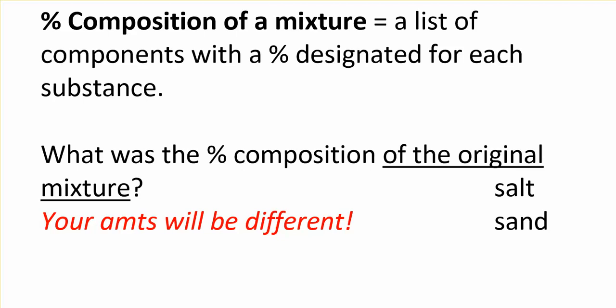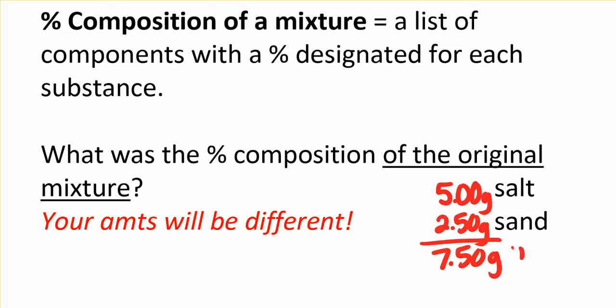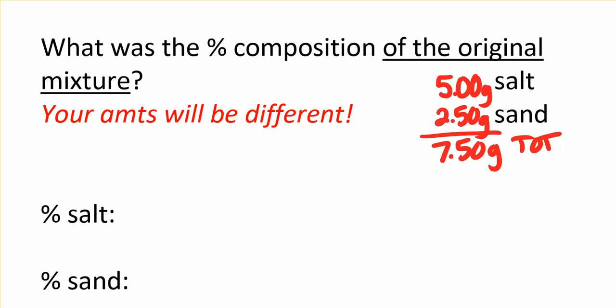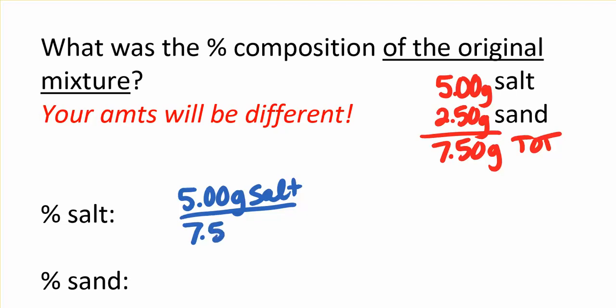So let's look at this example calculation. Let's say we had 5 grams of salt and 2.50 grams of sand in our mixture, giving us 7.5 grams total. So how do you calculate the percent salt in the mixture? This again is by mass, percent by mass. So how many grams of salt divided by the grams total times 100. Following our sig fig rules, I need 3 sig figs.